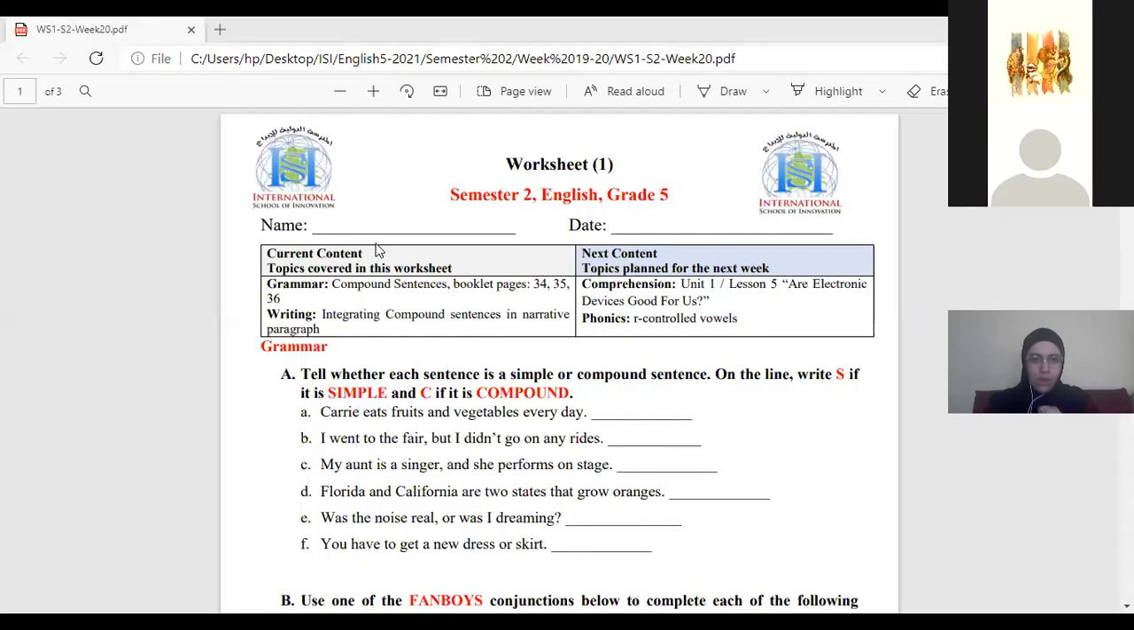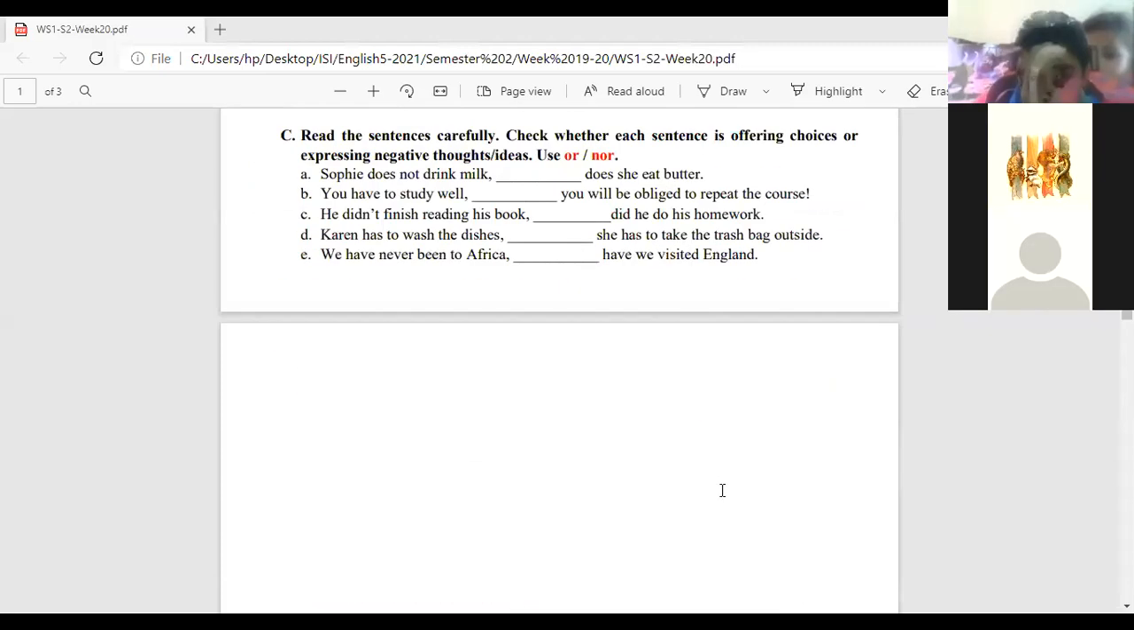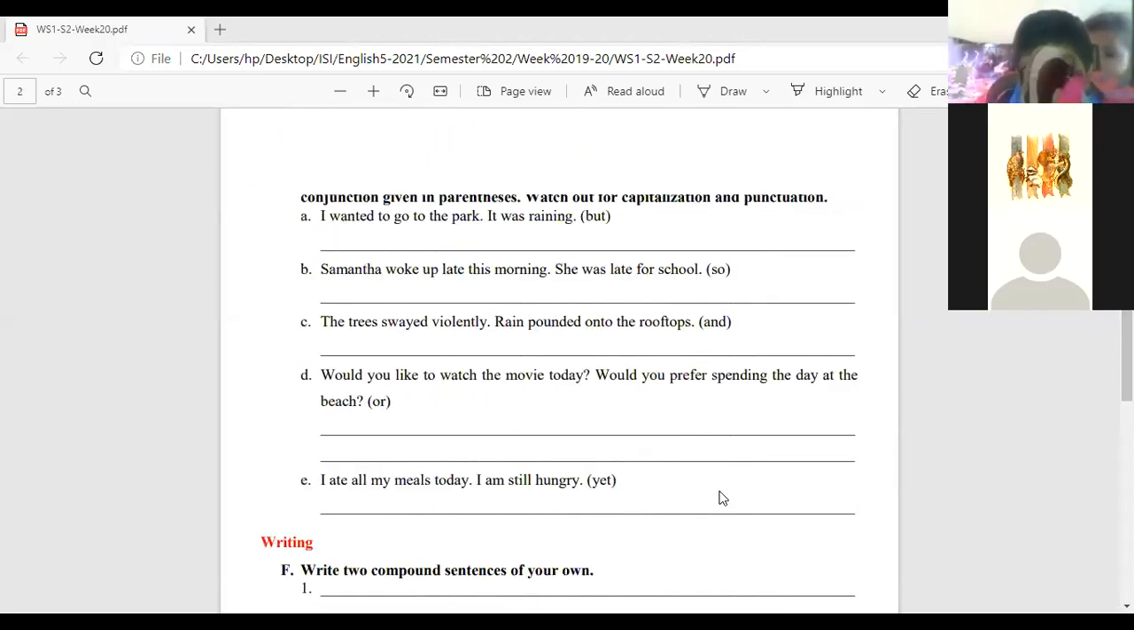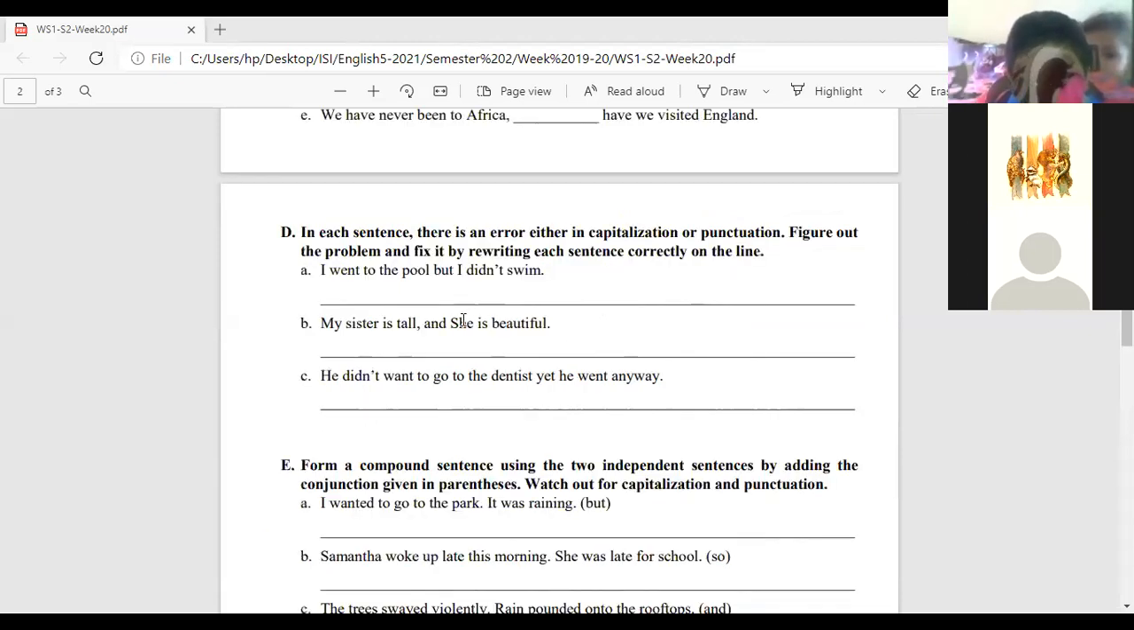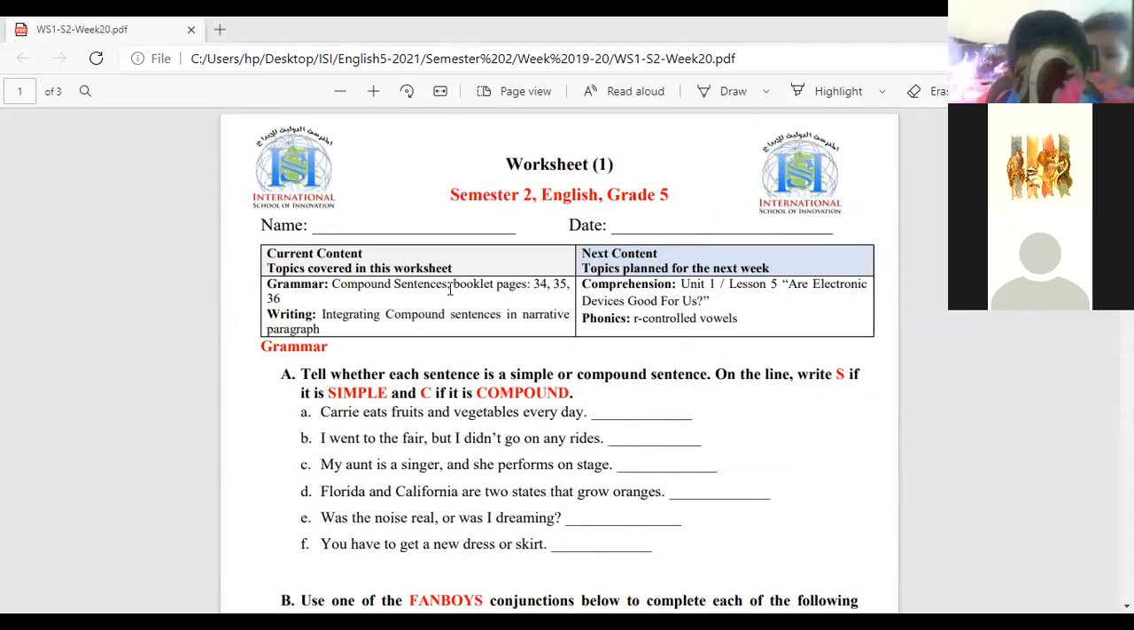like the one that you had in worksheet 1. Let me remind you of it. Please, guys, revise worksheet 1 because it's very important. This is worksheet 1. Here, like in question D, we said that there is an error maybe in punctuation or capitalization. This is very important. You have to revise it. So, guys, please revise all worksheet 1, semester 2. This is for the quiz tomorrow.